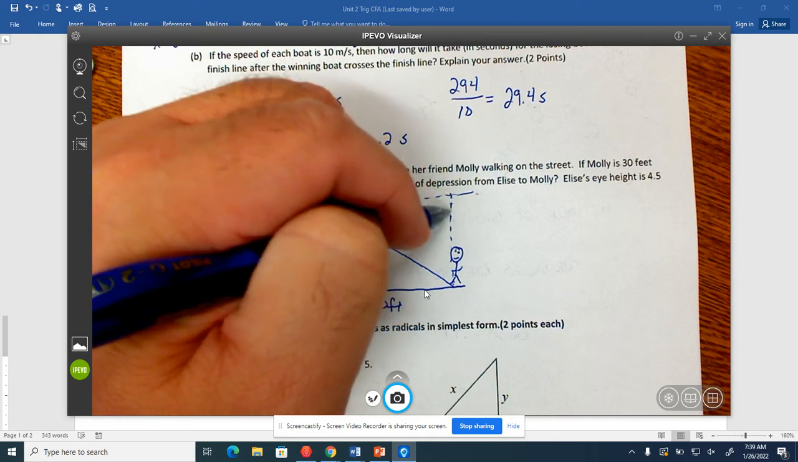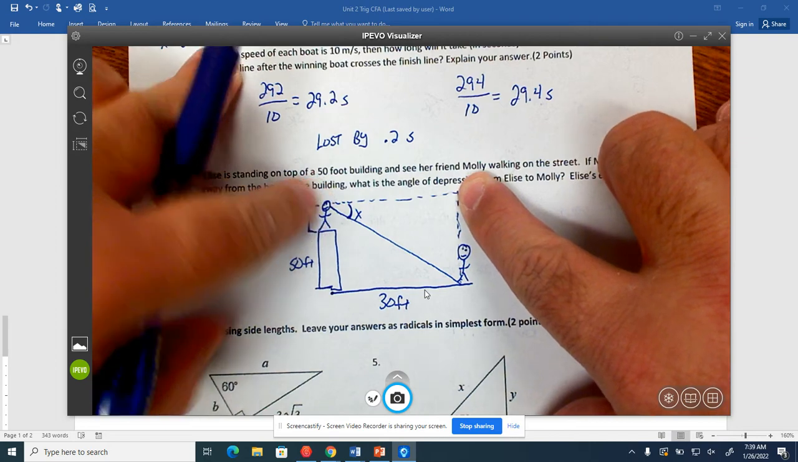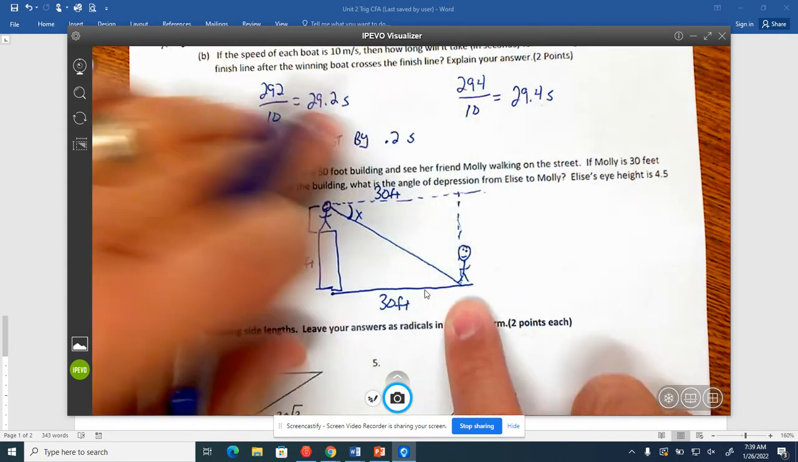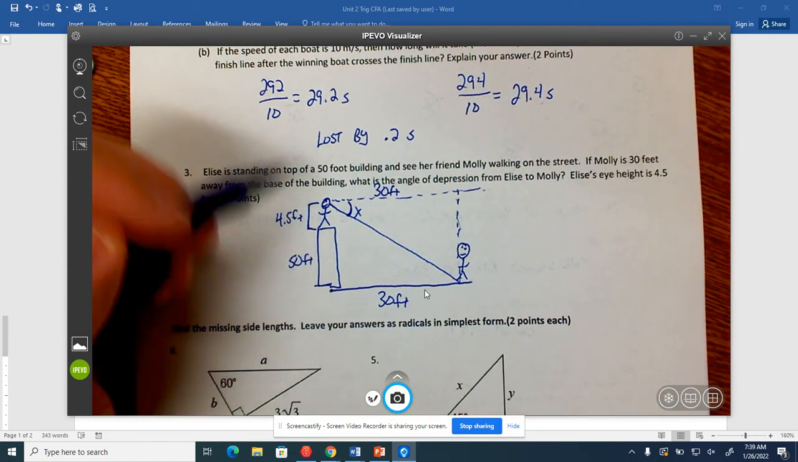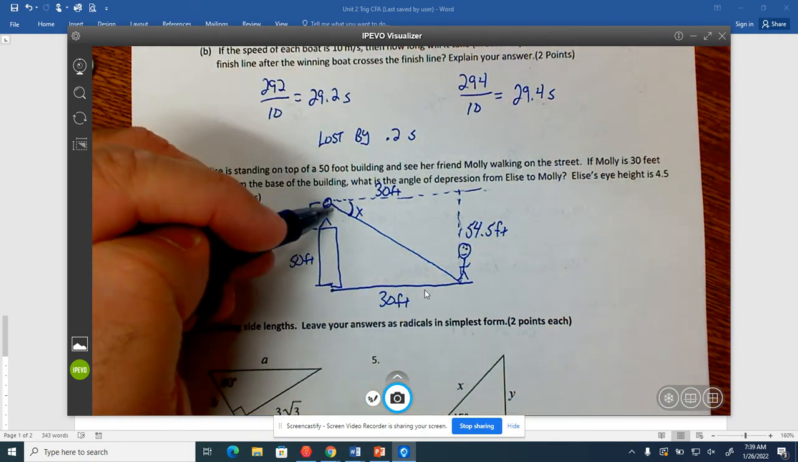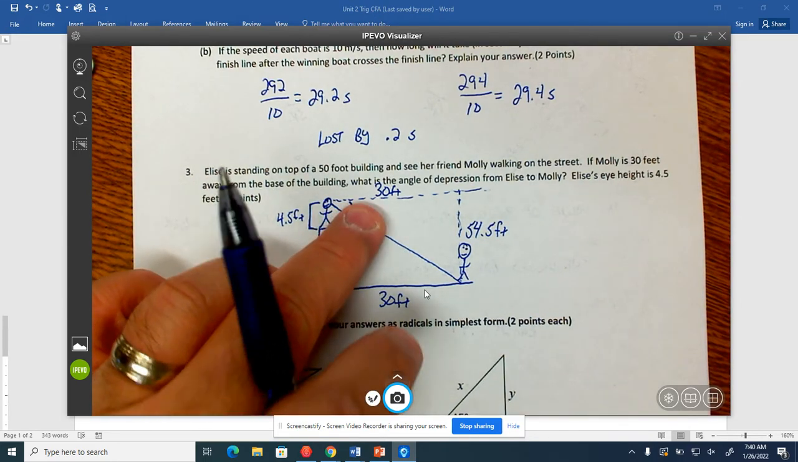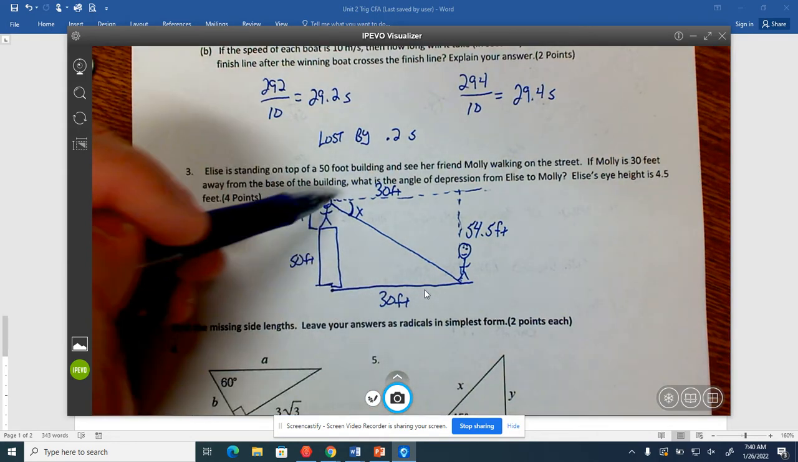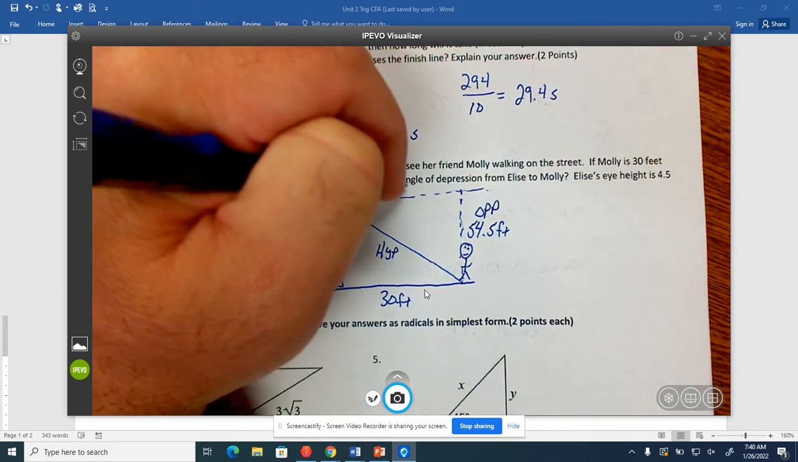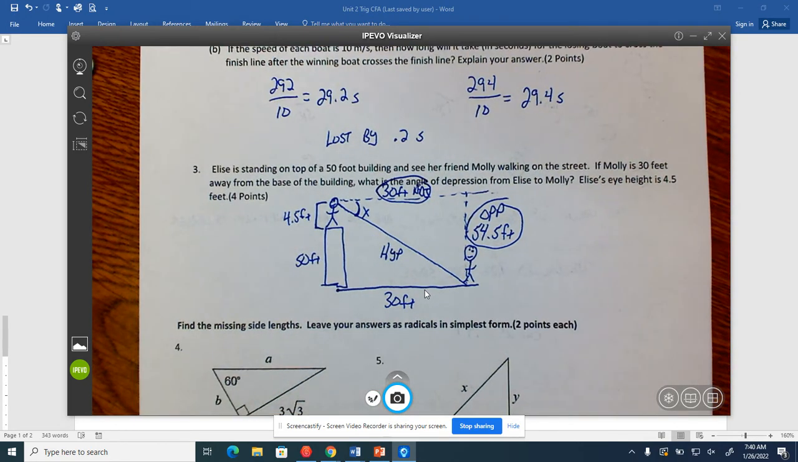So here's the triangle I'm using because this is the angle I'm using. Well, I know how many feet this is. This is 30 feet. I know how many feet this is because the building is 50 and Elise is 4.5. This is 54.5 feet. Now, most of you stay down here at this triangle. But since it said specifically angle of depression, that's the one I'm looking for. So using this angle, this is the hypotenuse, this is opposite, this is adjacent. So the information I have is opposite and adjacent.